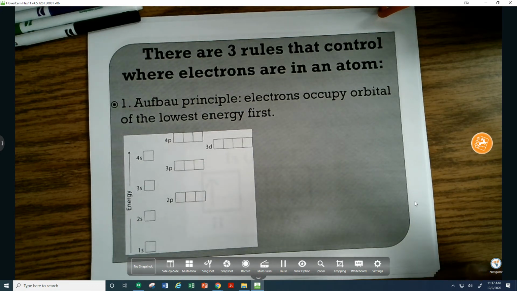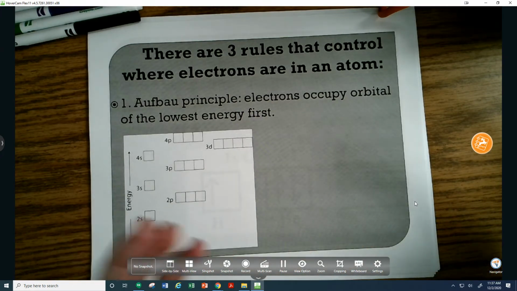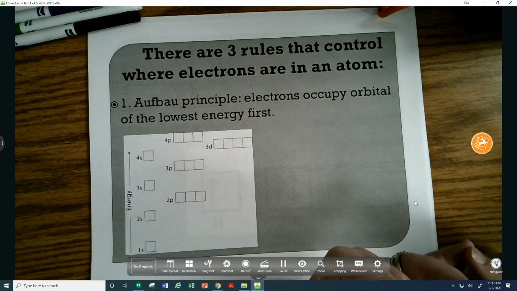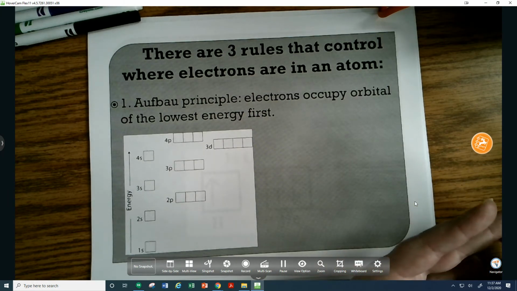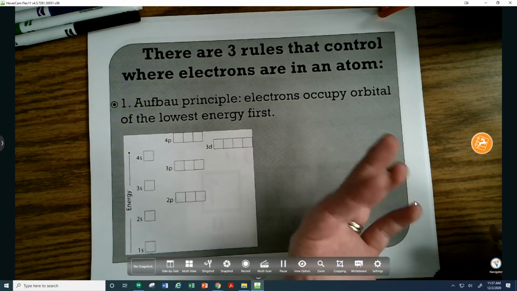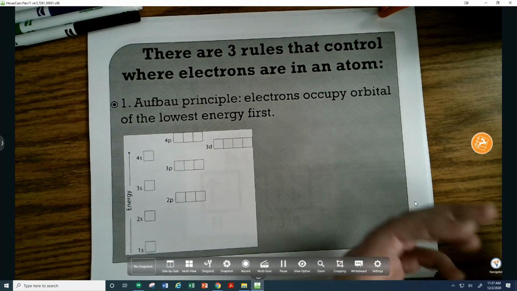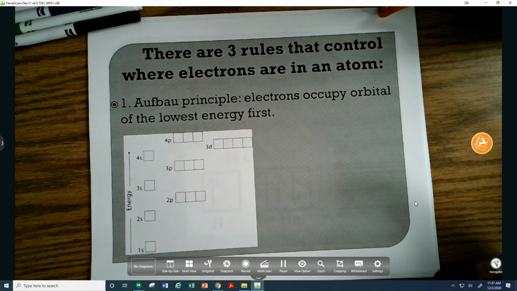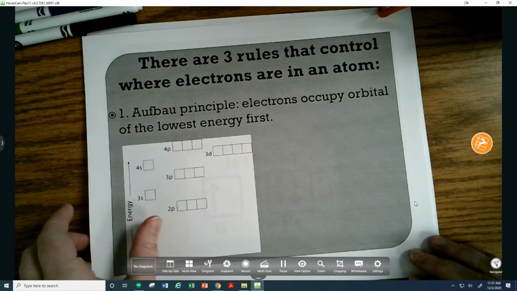The first rule is named after Aufbau, and this is called the Aufbau principle. Essentially, electrons will always be found closest to the nucleus in that first energy level and make their way out. So if you have the option to have an apartment on the first floor versus, say, the 6th floor, and the only thing you have are stairs and not an elevator, you are probably going to pick an apartment on the first floor. Electrons are that way. They don't want to make their way out further from the nucleus unless they have to, and that's essentially what Aufbau governs.